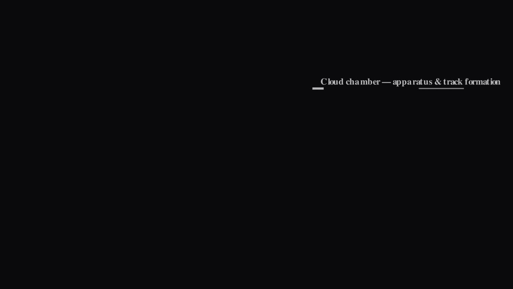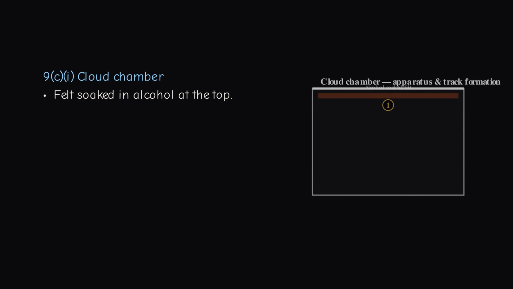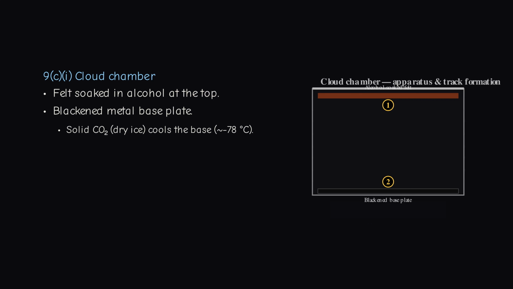Part C. Cloud chamber. 9c. Part 1. Cloud chamber structure. Felt at the top soaked in alcohol. Alcohol evaporates into the chamber. Blackened metal base plate at the bottom. Solid carbon dioxide, dry ice, cools the base to about -78 degrees.